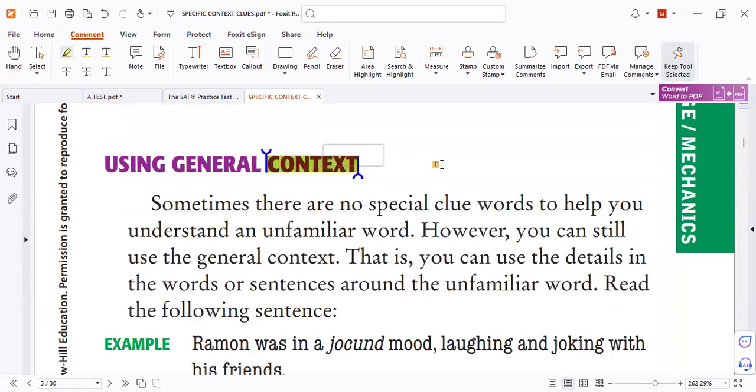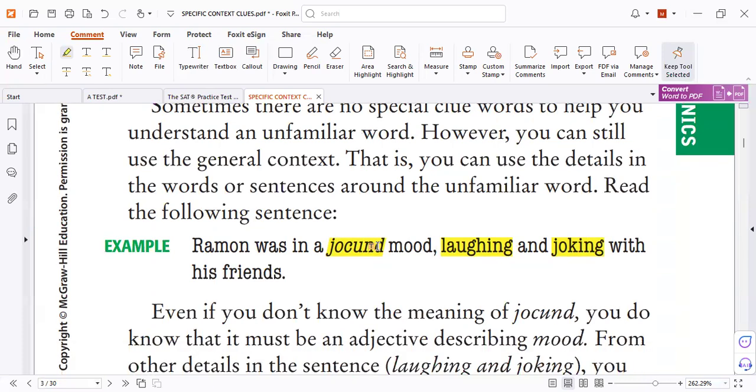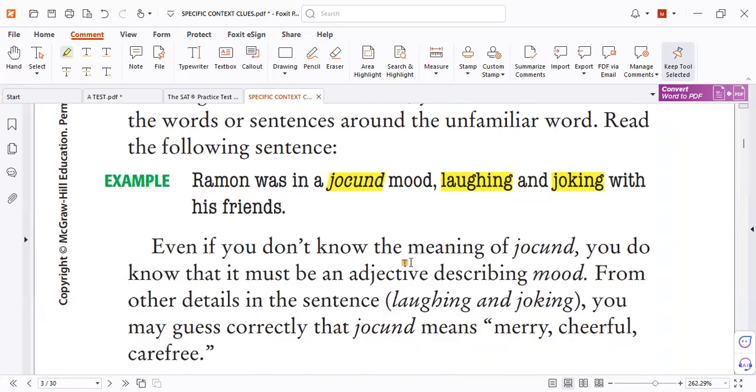How about the general context? You can depend on the actions. For example, here, Raymond was in a joking mood. I mean, what is the mood described? He said laughing and joking. So here we have action verbs. So action verbs here refer to the mood. So the mood must be positive. So joking is like being happy, for example, or merry, or cheerful, or he has no worries, carefree. That's fine.